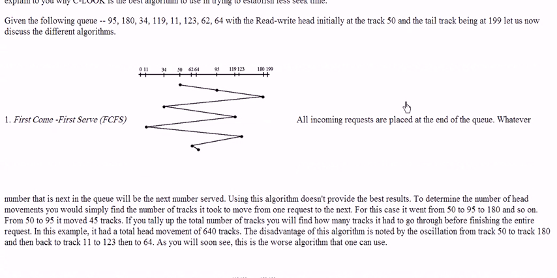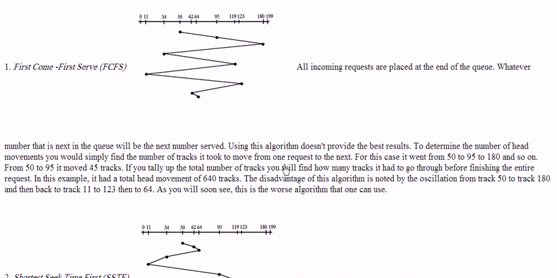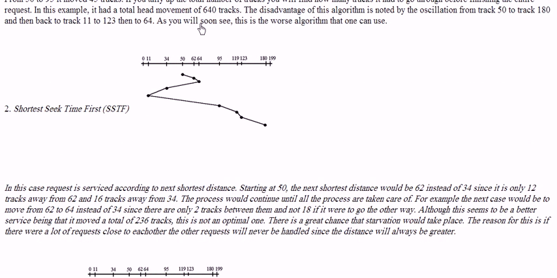So you can count the number of track movements. We got 640. From here you can see the numbers here, here, here. If you sum up all these tracks, you're going to have 640.